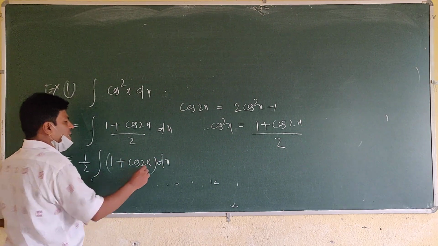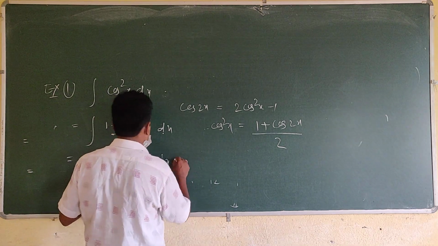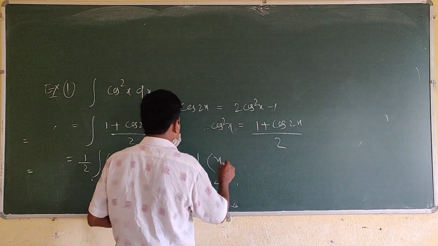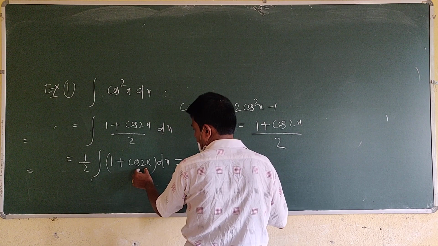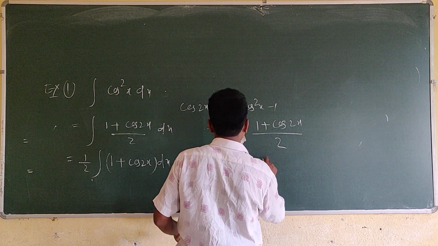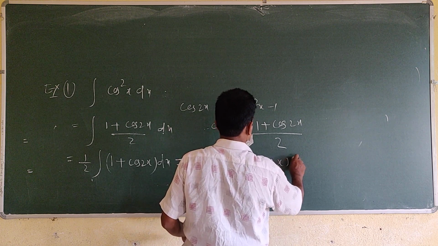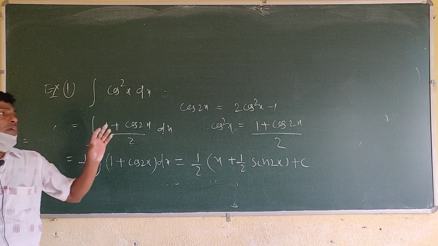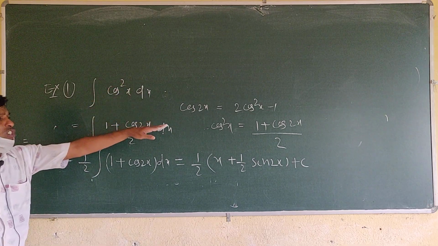The integration of dx is equal to x, so half into the integration of dx is equal to x, and cos 2x, where 2 is multiplied, its reciprocal is 1 by 2, that is plus 1 by 2 sin 2x plus c. That's your answer.